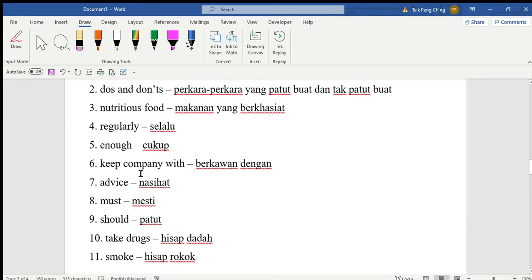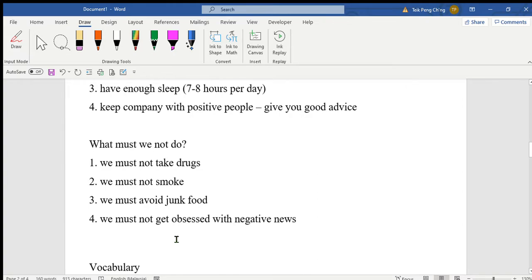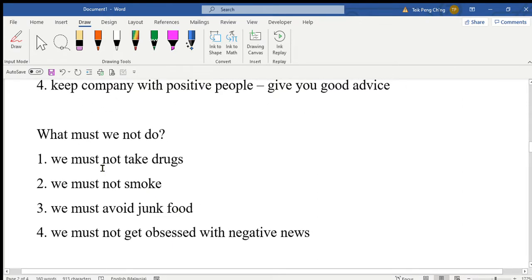Okay, so now here is the vocabulary that you have to learn today. Before we go to the next section, let me go through the points that we have discussed here. What must we not do to lead a healthy lifestyle? First point, we must not take drugs. Kita mesti tak boleh hisap dadah. Number 2, we must not smoke. Kita mesti tak boleh merokok. Number 3, we must avoid junk food. Kita mesti mengelakkan makanan yang tak bagus. Number 4, we must not get obsessed with negative news. Kita mesti tak boleh memberi terlalu banyak perhatian kepada berita yang tak bagus.